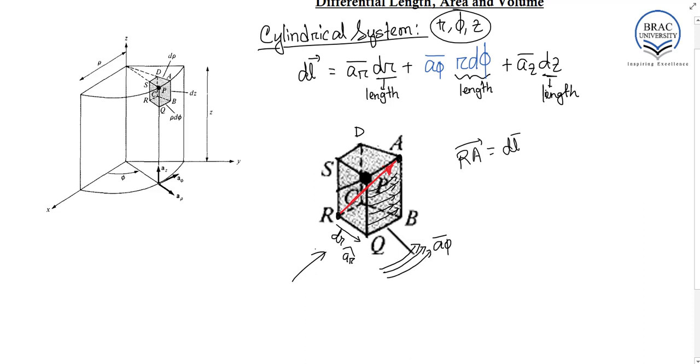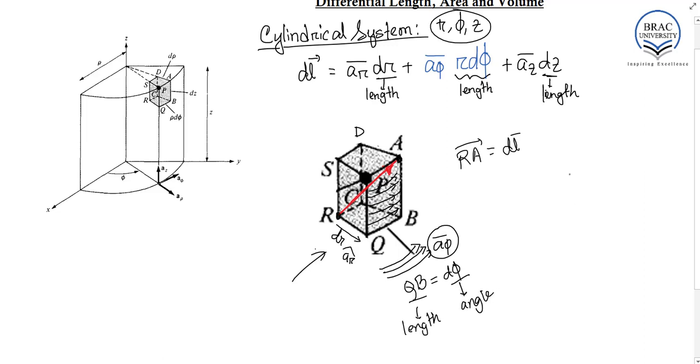Okay, basically the APQB surface is part of the circular surface of the cylinder. So when you are moving from Q point to the B point, you are moving along the circular surface of the cylinder, and the circular surface of the cylinder is basically the direction of a phi. So the distance you covered is given by QB. Okay, so if I write QB equals d phi, will that be right? No, because QB is a length, but d phi is an angle.